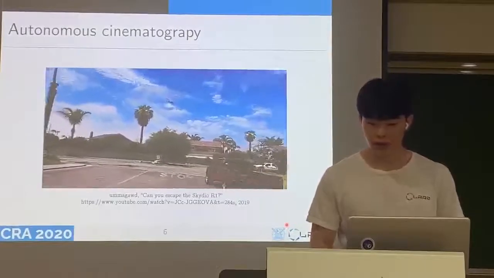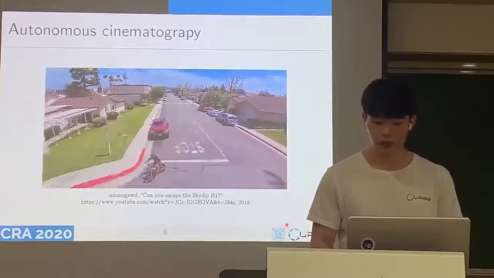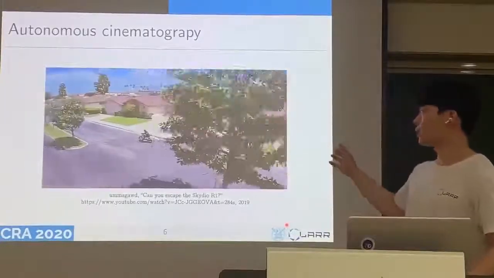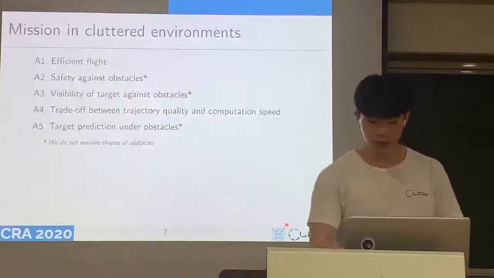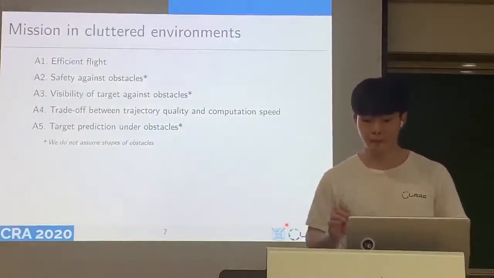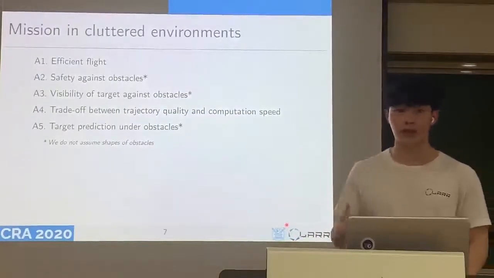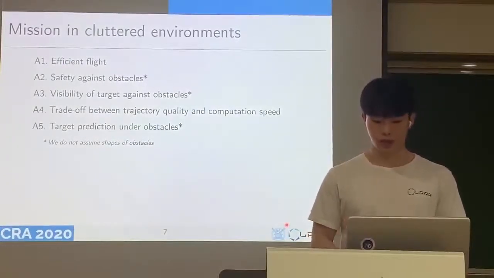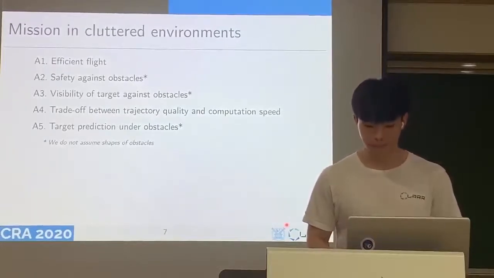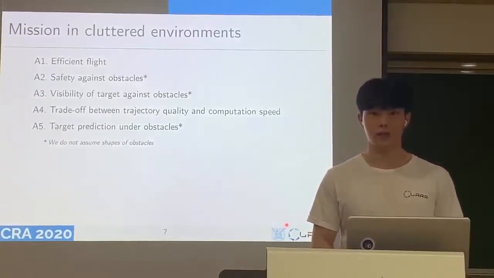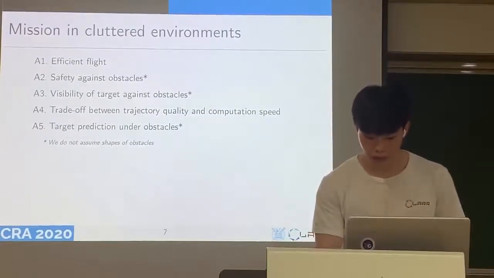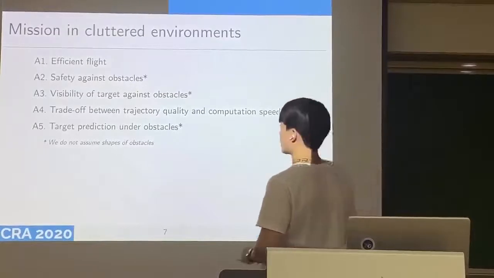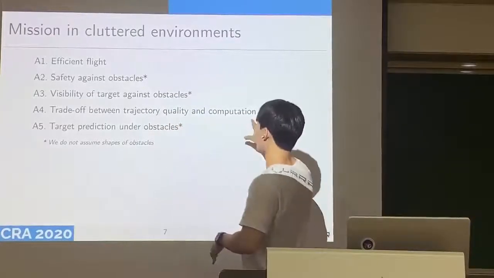However, it still seems challenging to extend the capability toward a cluttered environment, and as can be seen in this video, the actor is occluded due to the presence of obstacles. For full automation, five technical issues should be handled in an integrated manner. First, the flight should be energy efficient. Second, the drone should not collide with obstacles. Third, we should ensure the target is visible from the camera drone. Fourth, we should balance between two conflicting aspects: quality of trajectory and speed of computation.